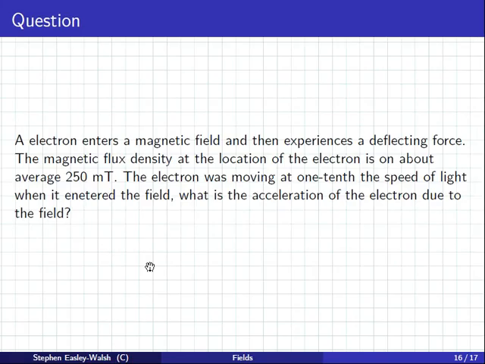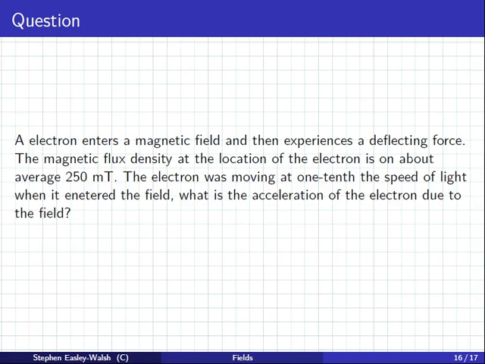Last question here. An electron enters a magnetic field and then experiences a deflecting force. The magnetic flux density at the location of the electron is about 250 millitesla. The electron is moving at 1/10 the speed of light. What is the acceleration of the electron due to the field? No, acceleration.